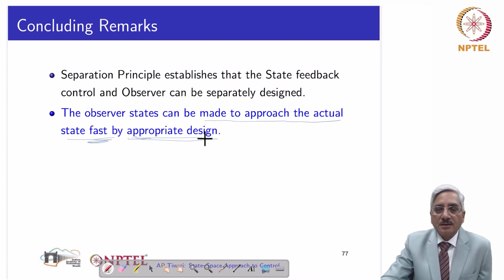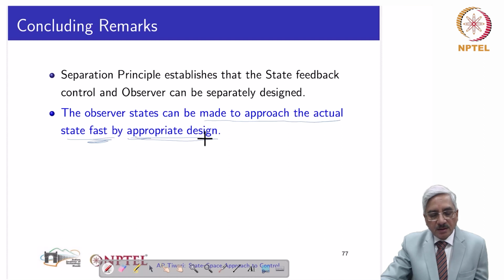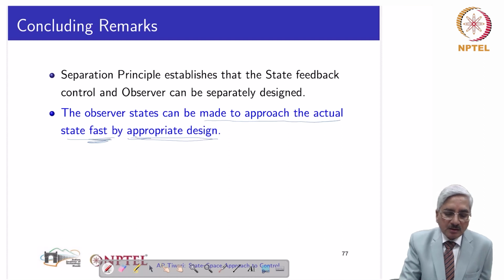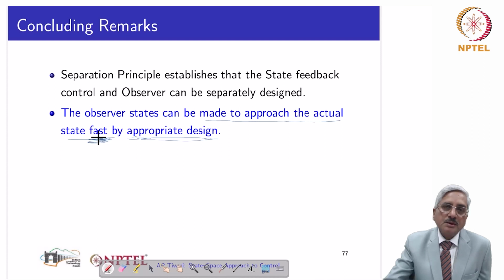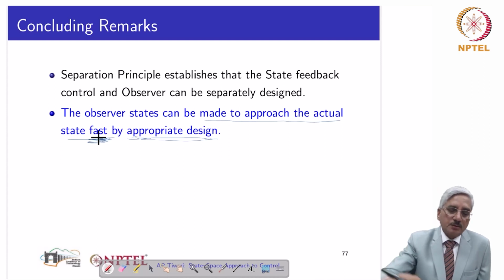It is not the actual system, but it is a model of the system. Okay. So by placing the observer poles very far to the left, we can actually make the states of the observer approach the states of the actual system quite fast. That is possible.